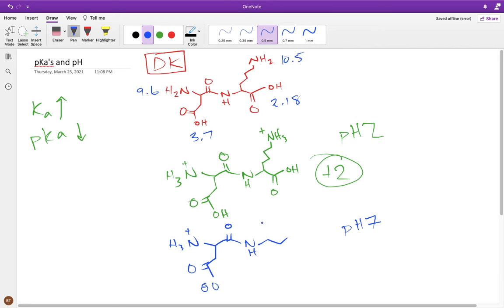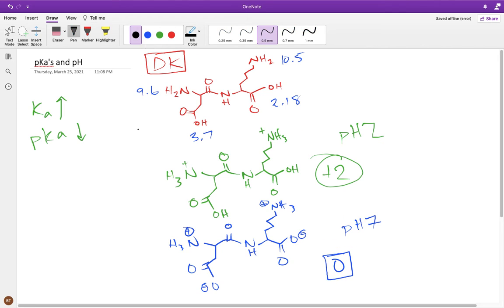So now we'll go back up to lysine. We're going to keep this one protonated, very similar to the other one. And now we are going to consider this guy. We are still on the basic side of 2.18, and so this will also be negatively charged. Okay, so at a pH of 7, what do we have? We have 2 positive charges, 2 negative charges. Thus, we are at an overall charge of 0 for this molecule at pH of 7.